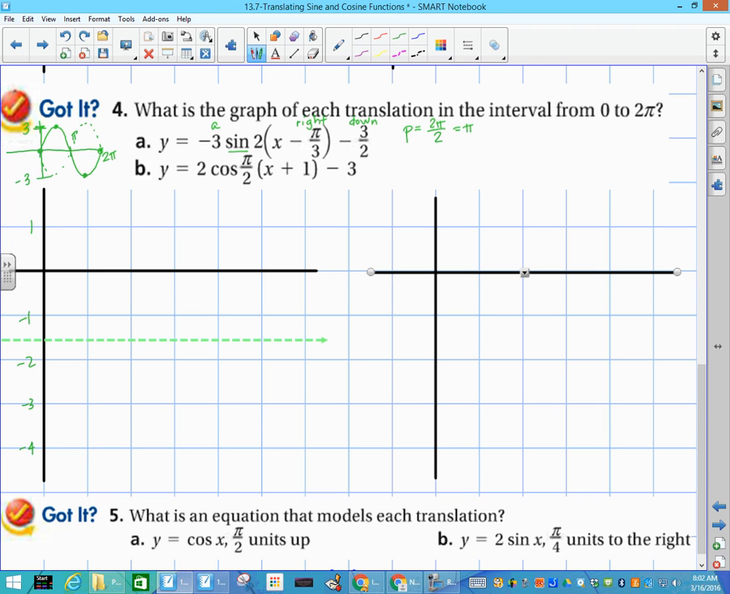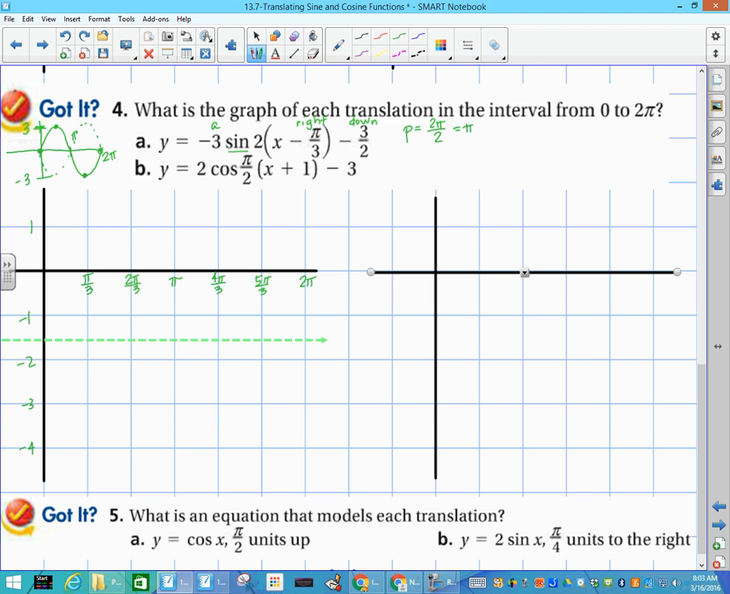Okay, so on my x-axis, here's my phase shift, which is pi over 3. So I'm going to do the same thing we just did, and I'm going to label that tick mark pi over 3. I label it up here. Pi over 3, 2 pi over 3, 3 pi over 3, which is pi, 4 pi over 3, 5 pi over 3, and 6 pi over 3, which is 2 pi. Okay? So are we ready to graph?